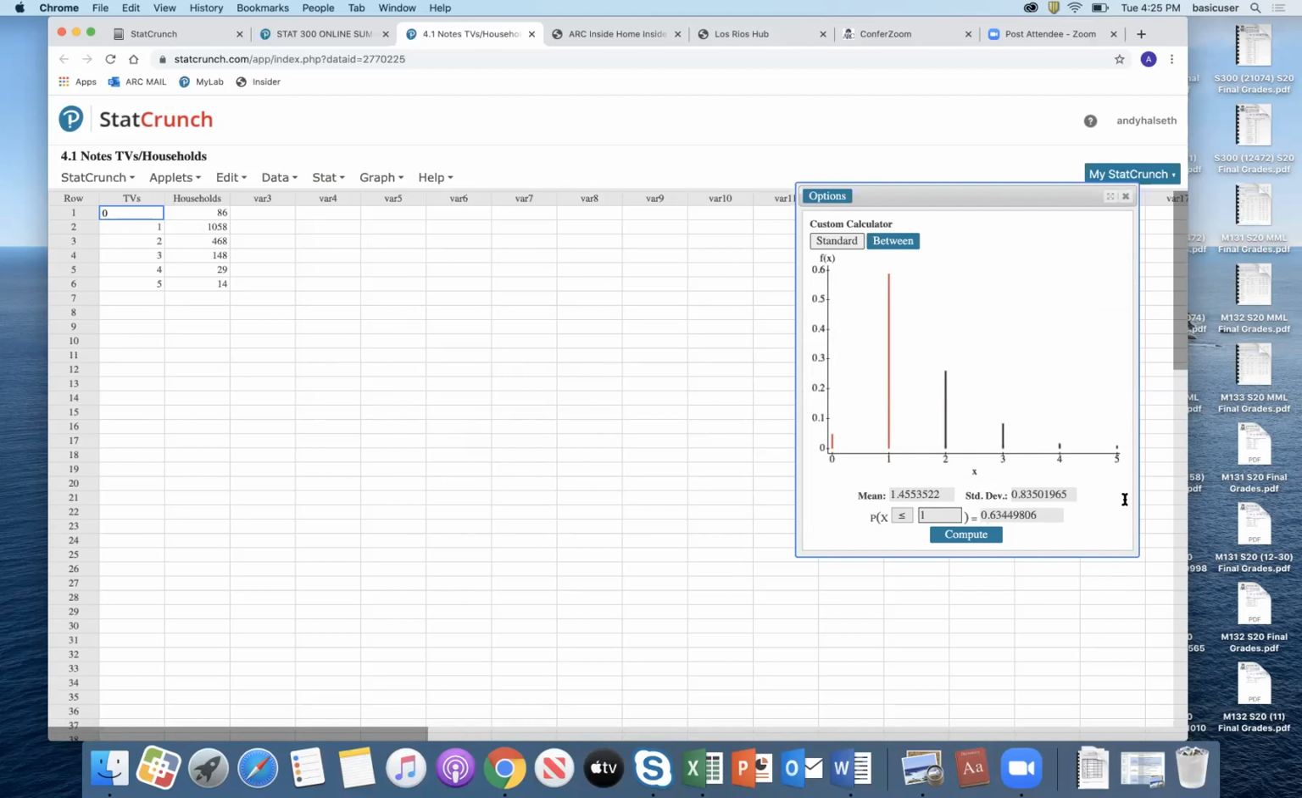Standard deviation, remember, is sigma, right? So I would use the right symbol and 0.835. Now notice what it does not give you here. It does not give you the variance, right? So I have to calculate that by hand, but I know how to get variance if I know standard deviation, because variance is the standard deviation squared.